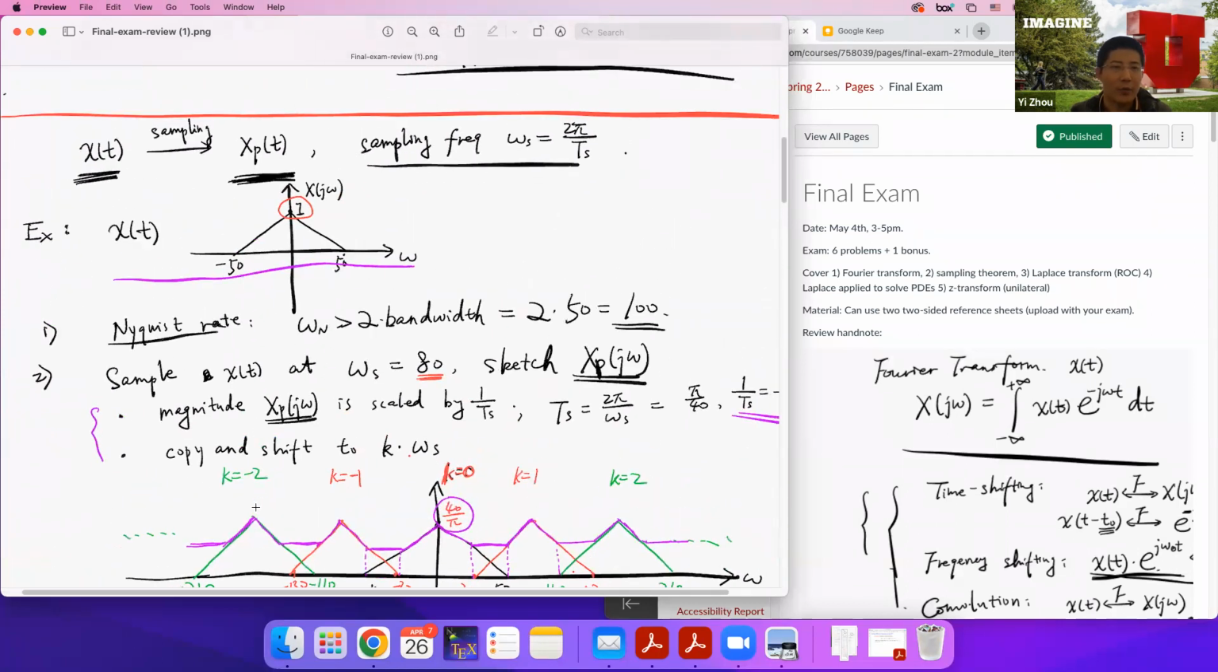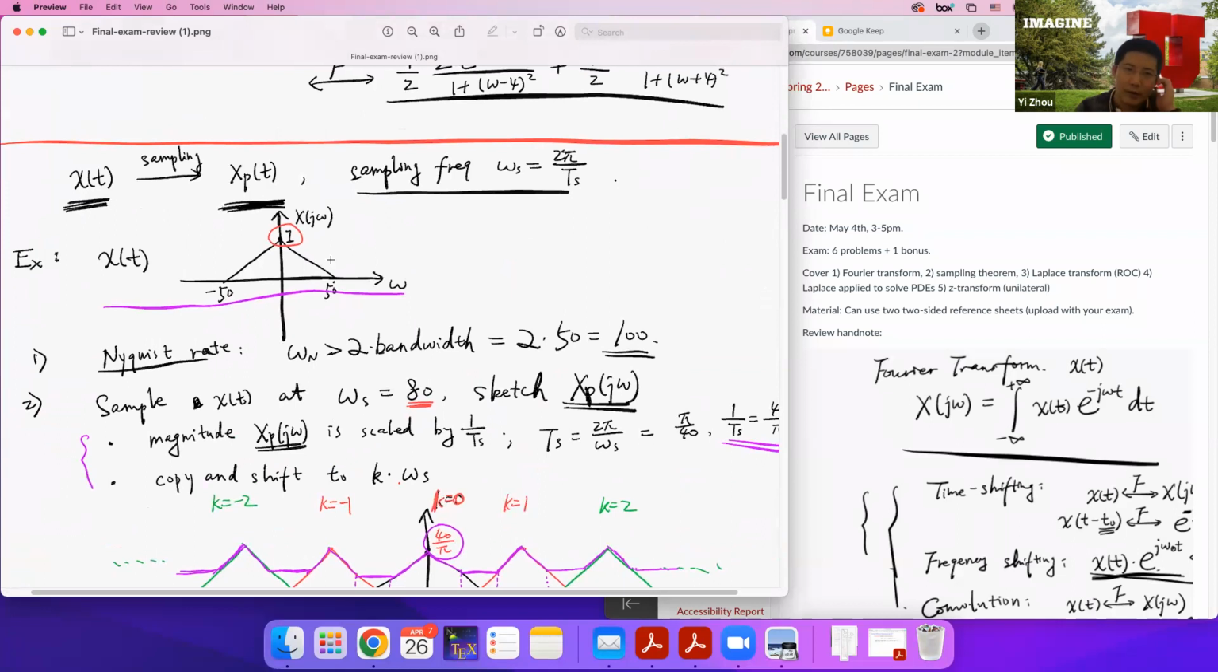And the second example is about a sampling theorem. So we are given a signal x(t) whose Fourier transform takes such a triangular shape. It ranges in the angular frequency domain from -50 to 50, and the magnitude is 1. Okay, so we have this triangular spectrum.